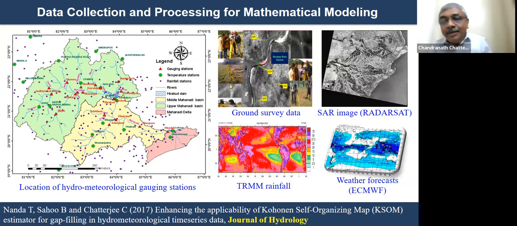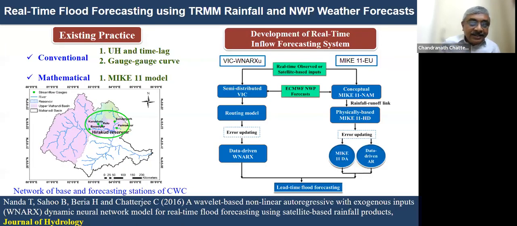And then over and above this, there are a lot of missing data as well. So you have to address these issues. So in one of the studies, we addressed these issues of gap filling in hydrometeorological data. And in addition, you also require a lot of remote sensing data and the weather forecast, particularly for flood forecasting. Now, a couple of studies on the Mahanadi basin that we conducted. One was regarding the flood forecasting.